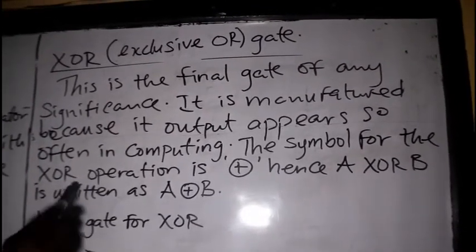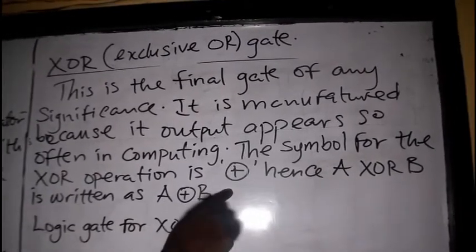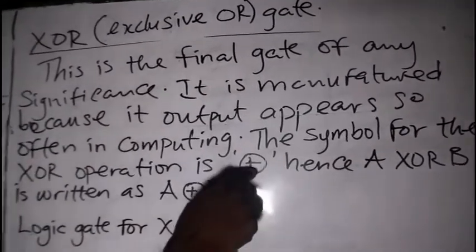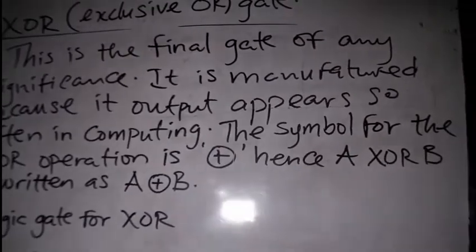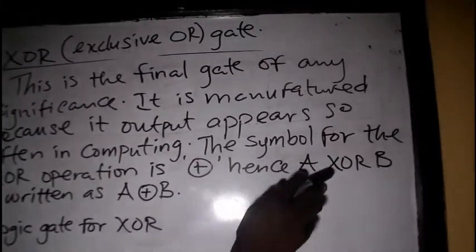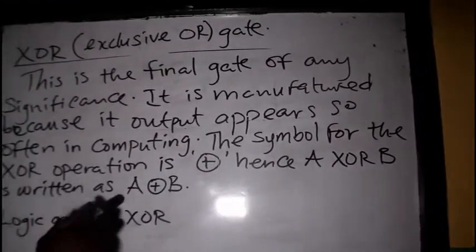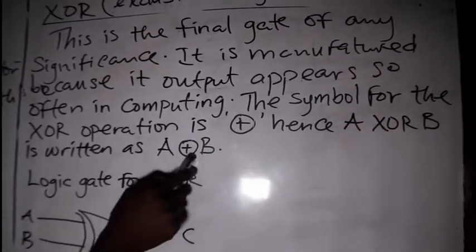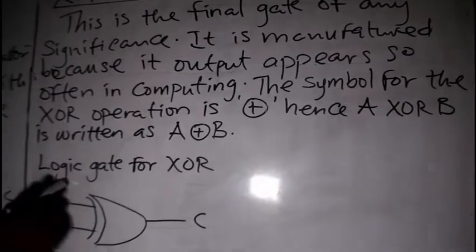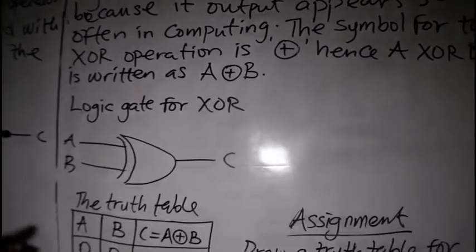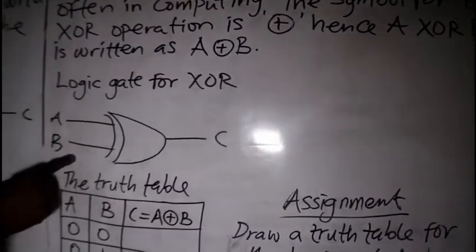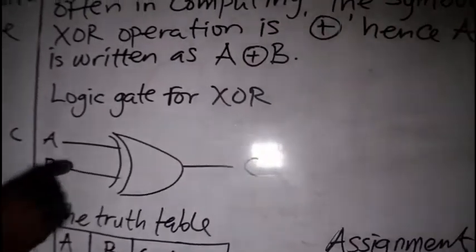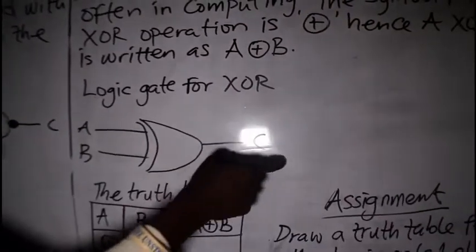The symbol for the XOR operator is a circle with a plus sign inside it. Hence, A XOR B is written as A, B with the symbol in the middle, A plus B in the circle. Then we have the logic symbol for the XOR gate: input A, input B, and we have the output C.